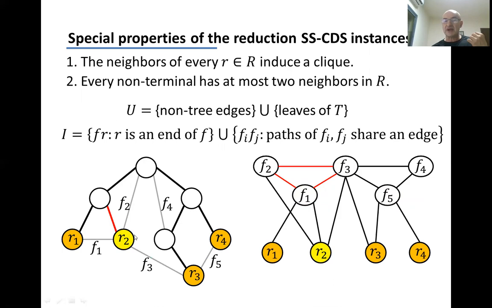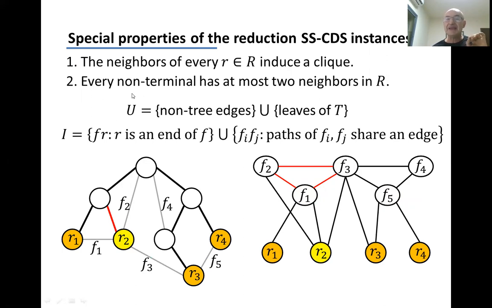Because if you look at the tree augmentation instance, if you look at the node R2, then any two edges incident to R2, the corresponding paths in the tree share an edge, the edge that is incident to R2 in this tree, the leaf edge of R2. So this is the reason why the neighbors of every terminal in the reduction graph induce a clique.